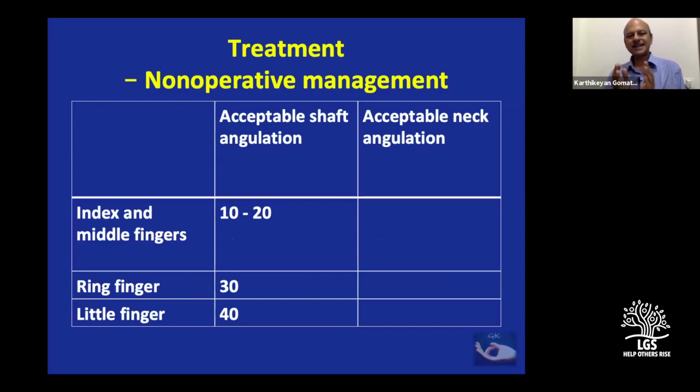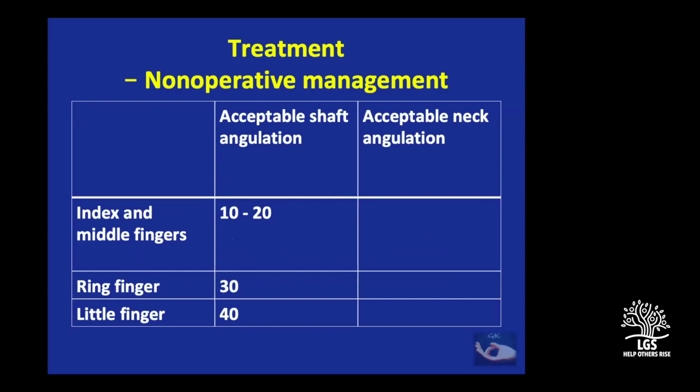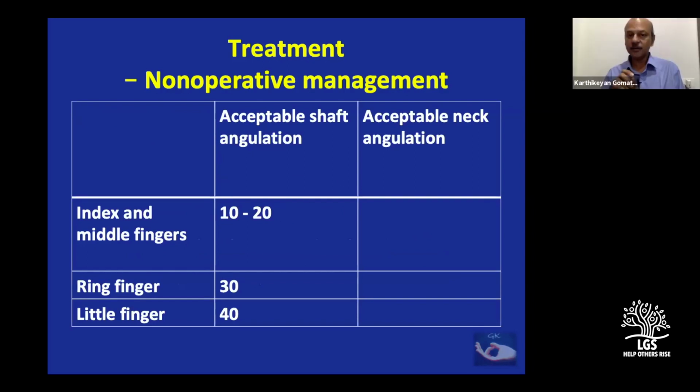Now acceptable shaft angulation for the index and mid fingers is 10 to 20 degrees. For the ring finger it is 30 degrees, and for the little finger it is 40 degrees. This is the acceptable shaft angulation. If the angulation is more than that, it needs to go in for a fixation. Similarly, acceptable neck fracture angulation is 10 to 15 degrees for the index and mid fingers. For the ring and little fingers, it is much more.